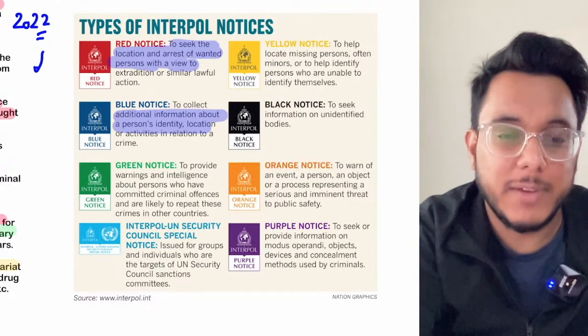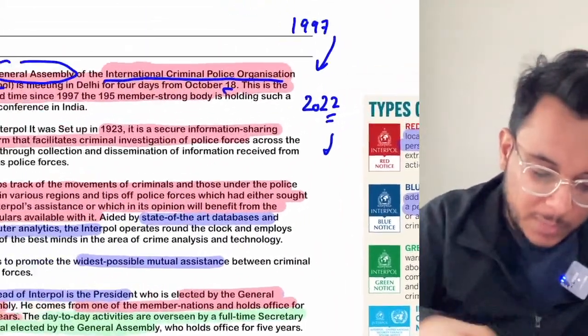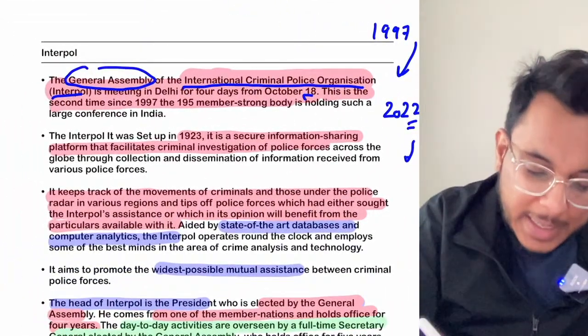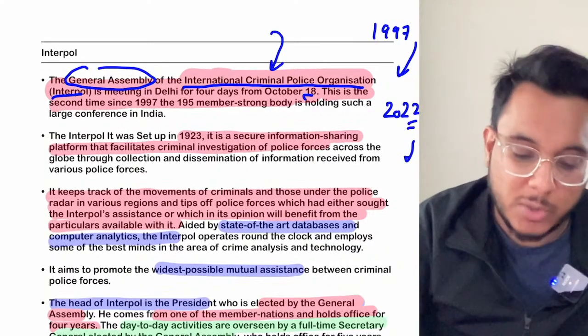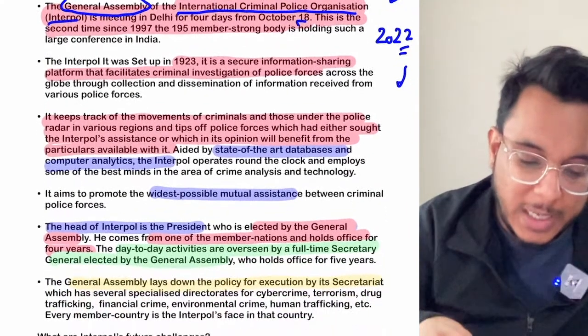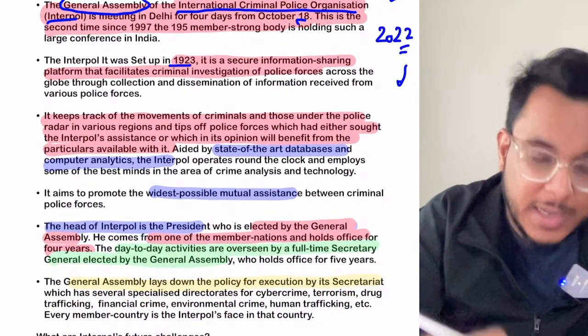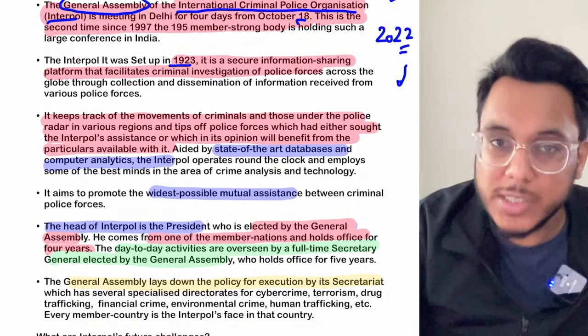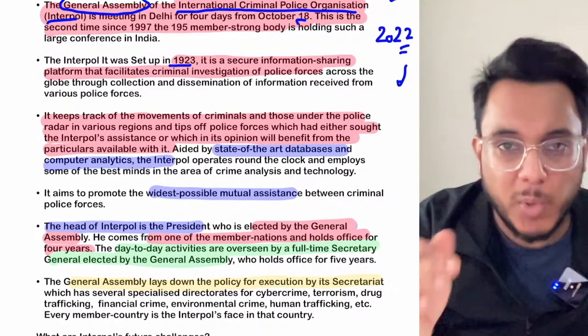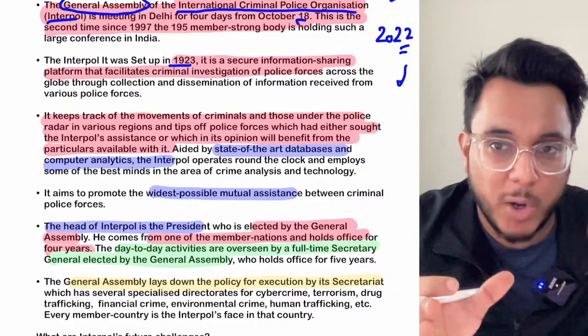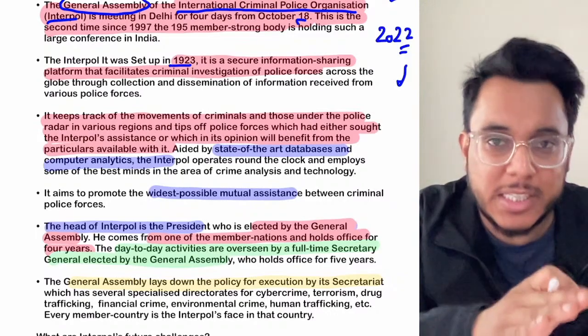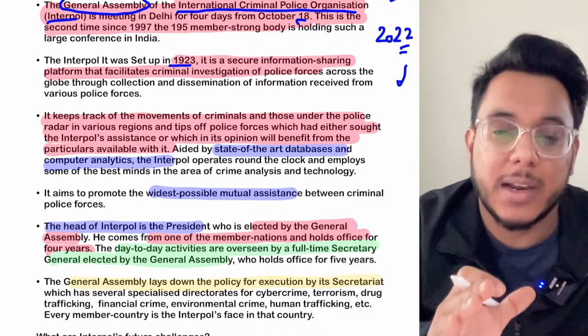Now guys, when we talk about the Interpol, it stands for the International Criminal Police Organization, and the Interpol was established in 1923. It was established as a platform to provide secure information to the police agencies and the enforcement agencies around the world.